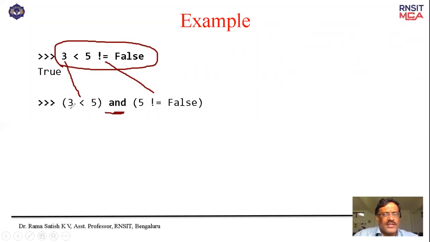Look here, 3 is less than 5, true, and 5 is not equal to false. Yes, 5 means true value. Any value other than 0 is a true value. True is not equal to false, yes, that is also true. True and true is again true. So that is the answer that we are going to get here, true. Right.